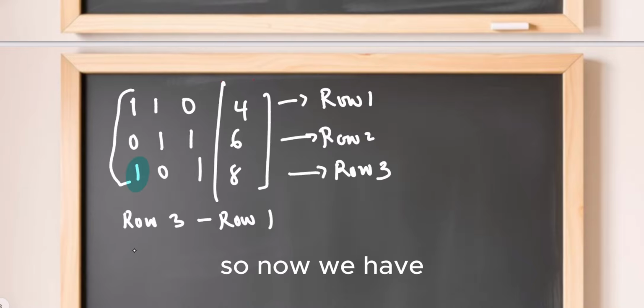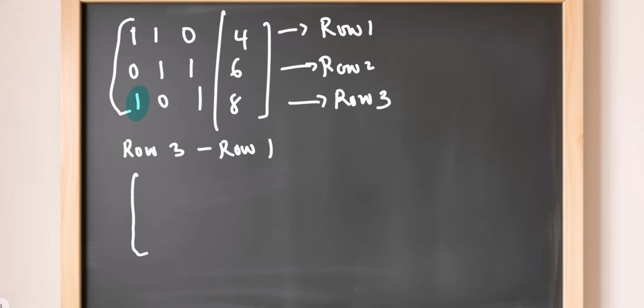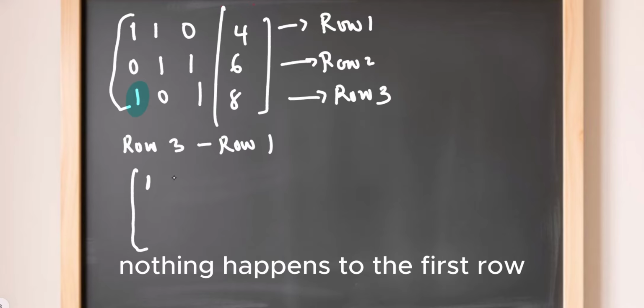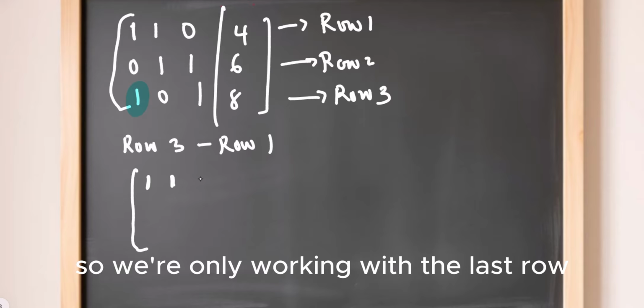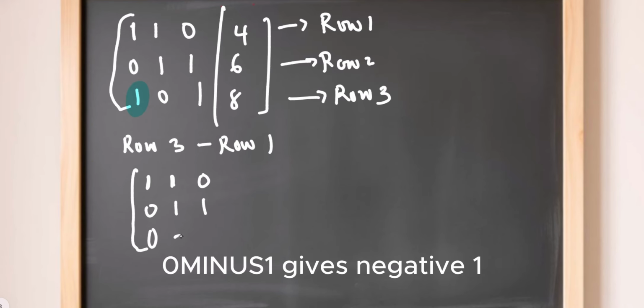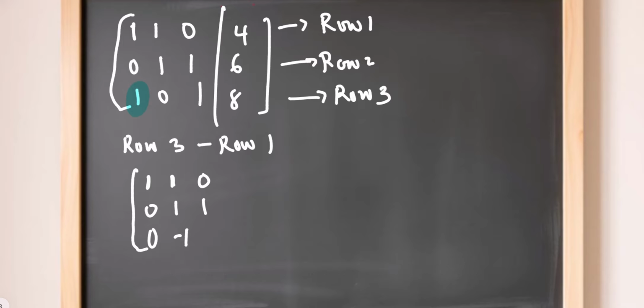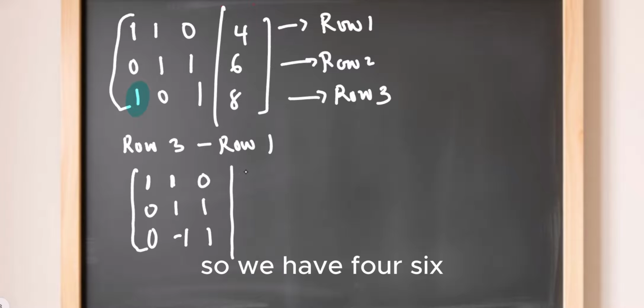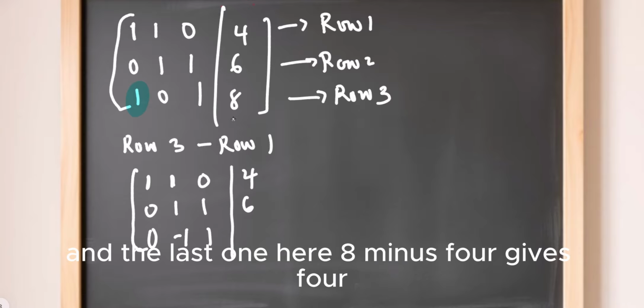So now we have row 3 minus row 1. Nothing happens to the first row, so we're only working with the last row. So here we have 1, 0, 1. 1 minus 1 gives 0. 0 minus 1 gives negative 1. And 1 minus 0 gives 1. So we have 4, 6. And the last one here, 8 minus 4 gives 4.